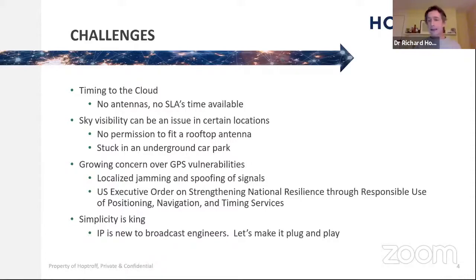And finally, it's very important that this is plug and play. From my work with broadcast engineers, IP is clearly something new, and it's not something we want to give you lots of options on. We just want to say, if you do it simply and do it like this, it'll work. End of story. So that is something that's come back to me very clearly working with broadcast engineers, that simplicity is king.